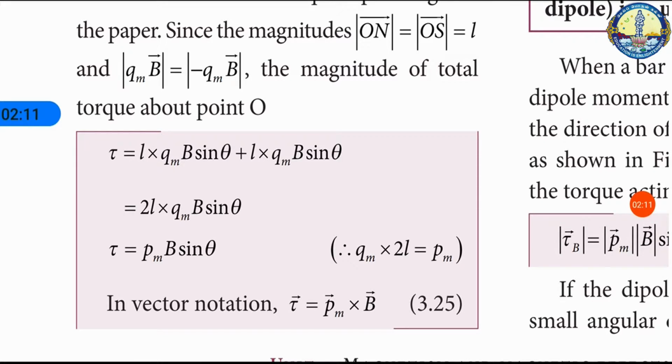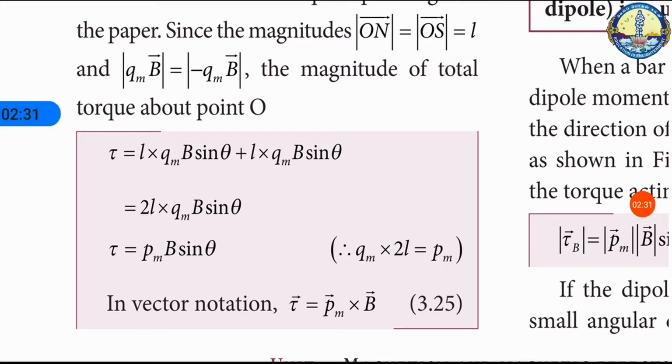So the torque is equal to Pm B sin theta. We know that 2L into Qm is equal to Pm. Substitute that so that you will get this. In vector notation, the torque is equal to Pm into B bar.